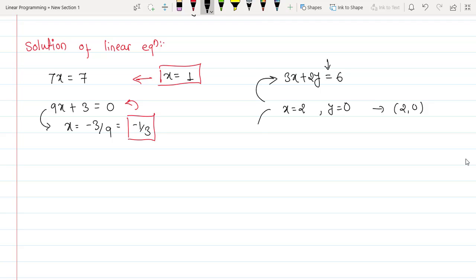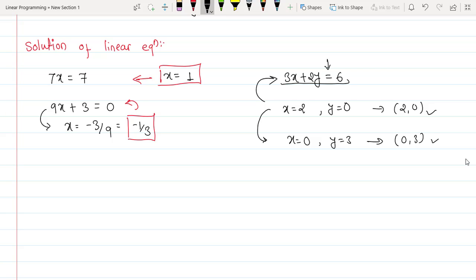Can we have another solution? Yes, of course. If I substitute x equals 0 and y equals 3, let's check what happens. 2 into 3 becomes 6, and 3 into x, that is 0, is 0. So 6 equals 6. Definitely this can also be a solution. Apart from this, can we have other solutions? Yes, please cross check and let me know your answer. Can we have another solution for this given linear equation, apart from these two?